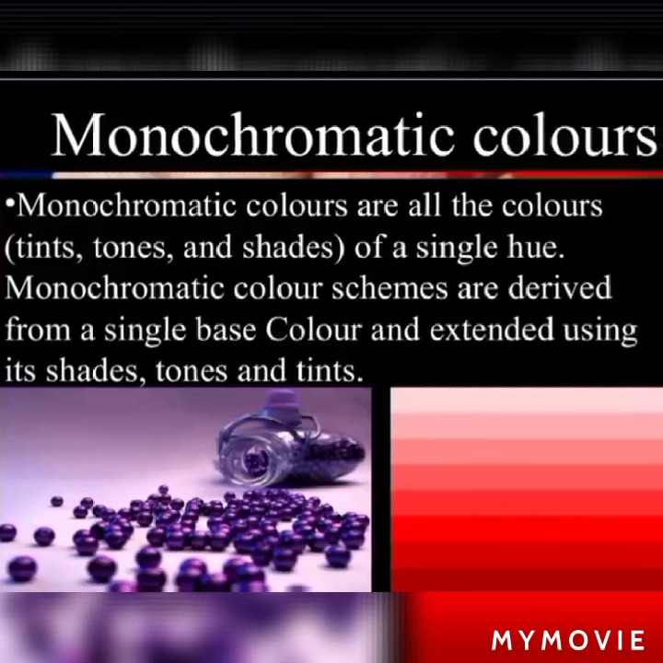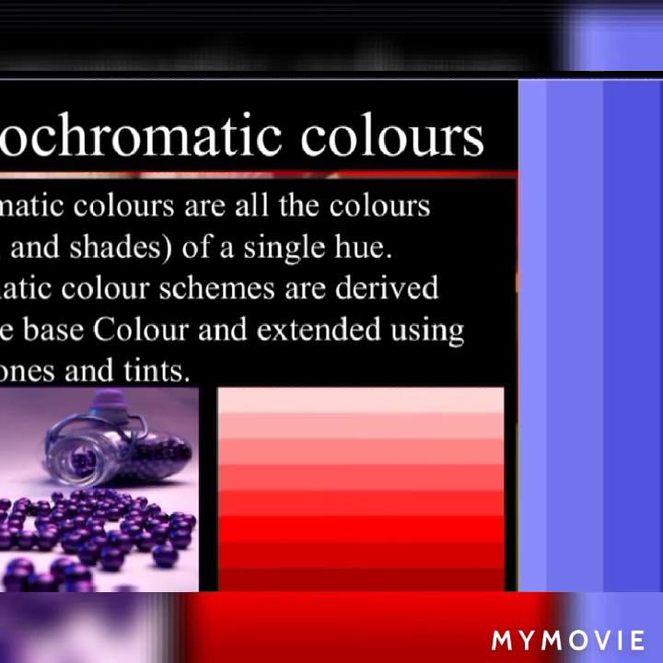Next, in these color schemes, we have monochromatic color schemes. Monochromatic colors are all the colors, tints, tones and shades of a single hue. Monochromatic color schemes are derived from a single base color and extended using its shades, tones and tints. For example, we can see different shades, tints and tones of purple here in the first picture and different tints, tones, shades of red. We see more examples like this here. We can see tints, tones and shades of blue and red.